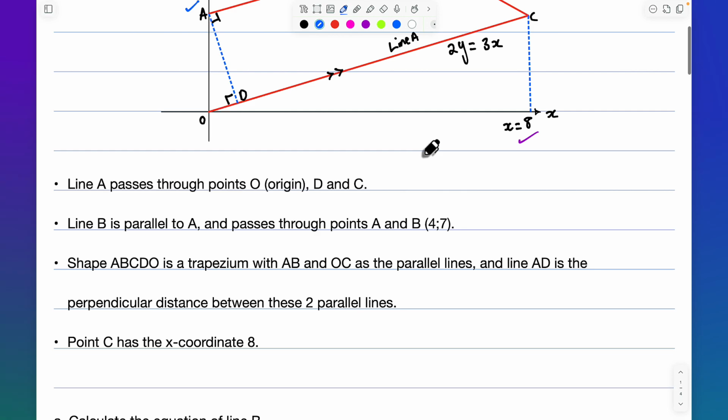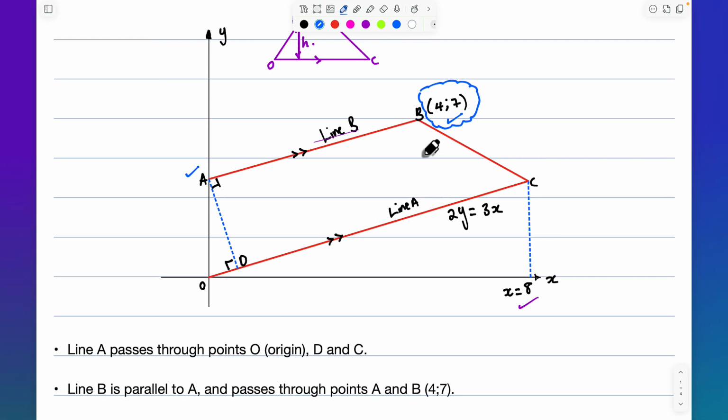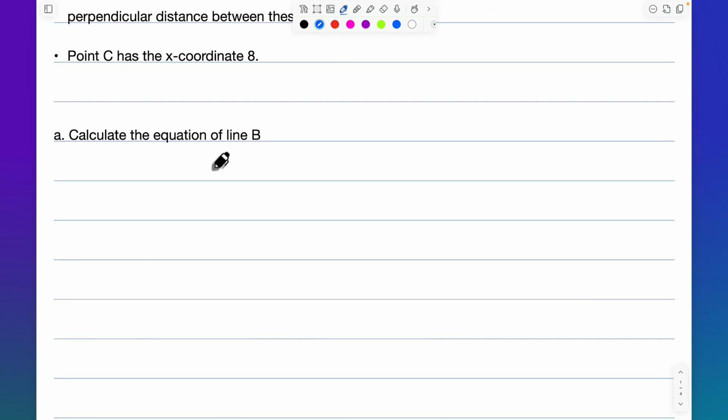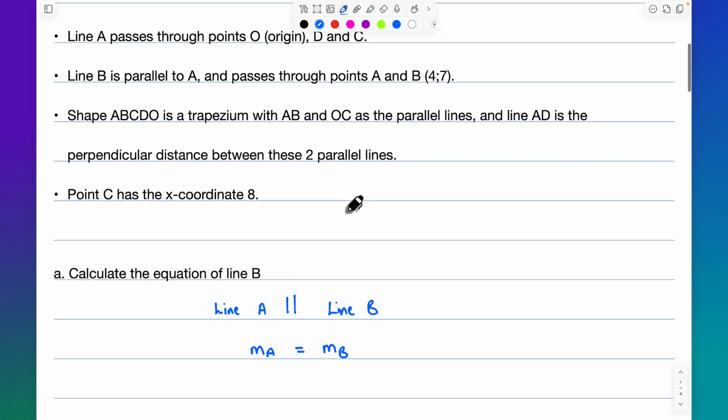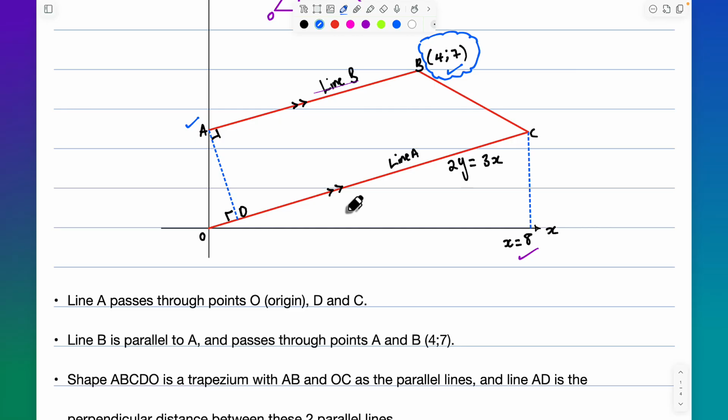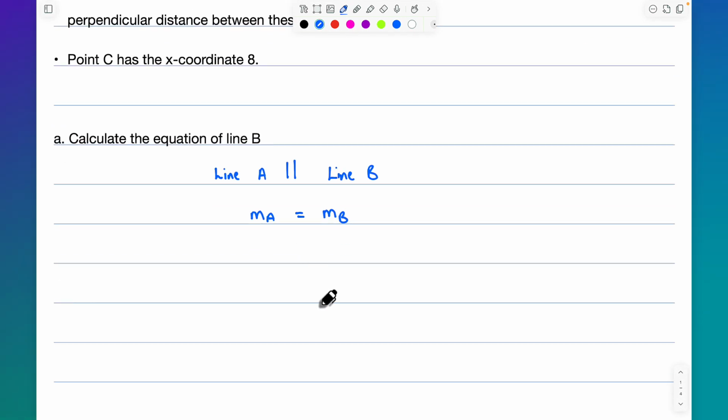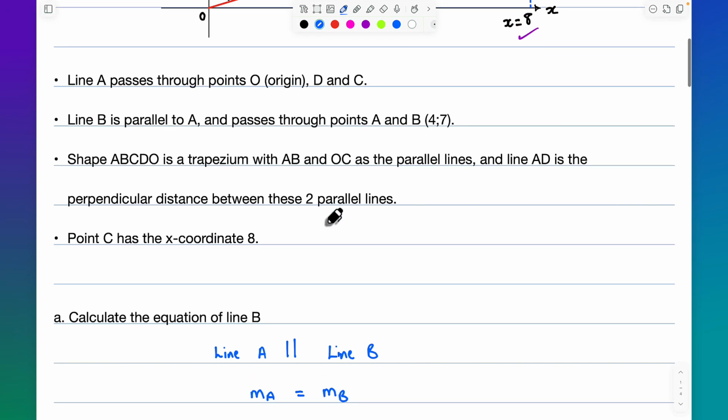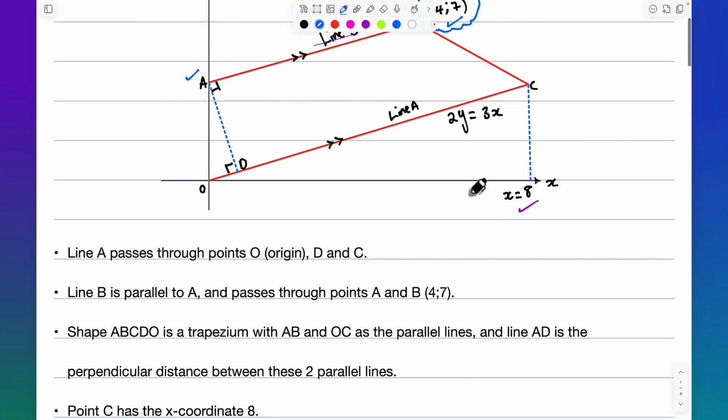What we do know, though, is that line B is parallel to line A. And remember, when two lines are parallel, I'm going to use these two lines to denote being parallel. If line A is parallel to line B, then the gradient of A is equal to the gradient of B. So that's the rule for parallel lines. If two lines are parallel, it means they have the same steepness. So that's what gradient is, it's your steepness. If the two lines are parallel, they have the same steepness, therefore their gradients are equal.